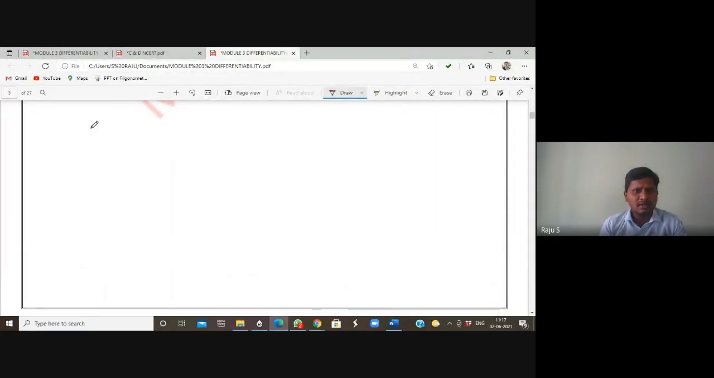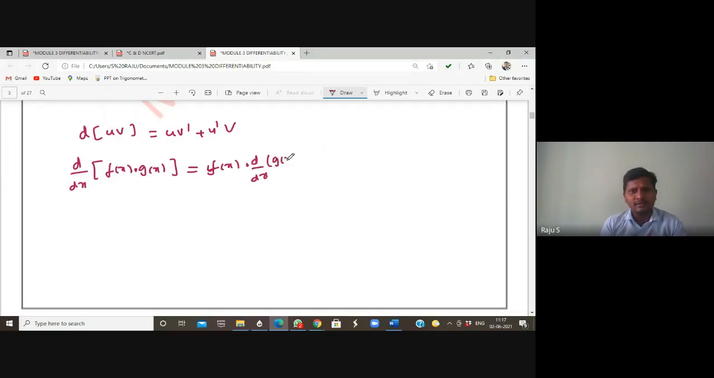You already studied the product rule, the derivative of uv. The shortcut method is uv dash plus u dash v. Otherwise, we can write it like this: d by dx of uv, if I take u as f of x and v as g of x, then this can be written as f of x into d by dx of g of x, plus g of x into d by dx of f of x. We can write it in these two ways.